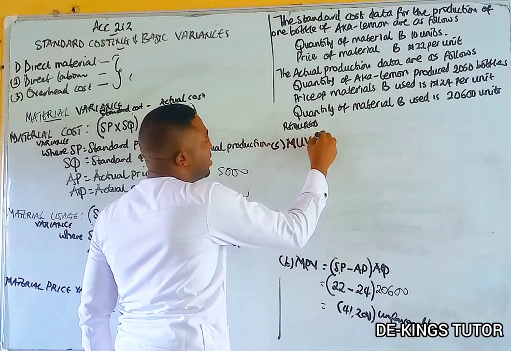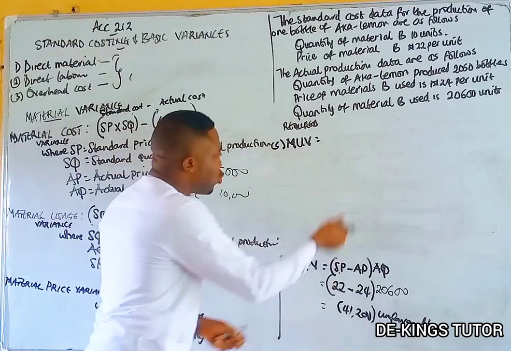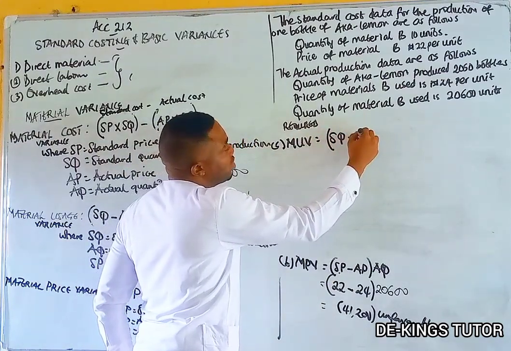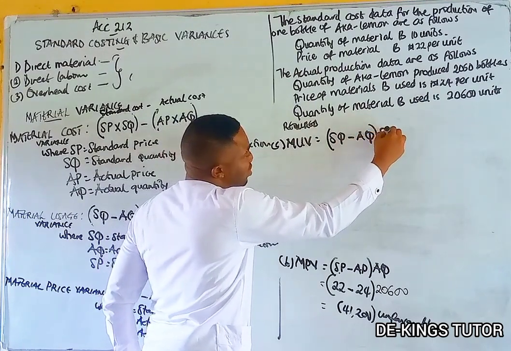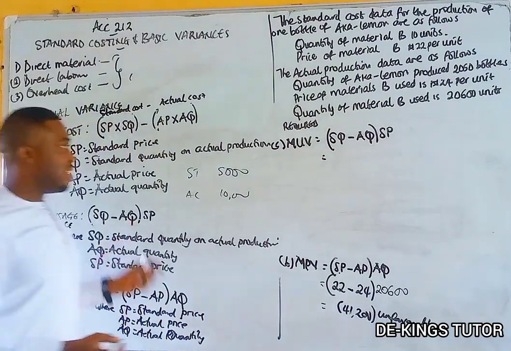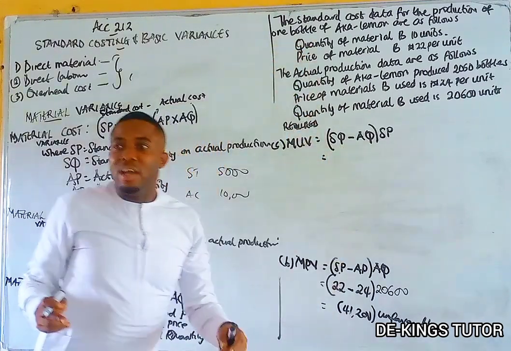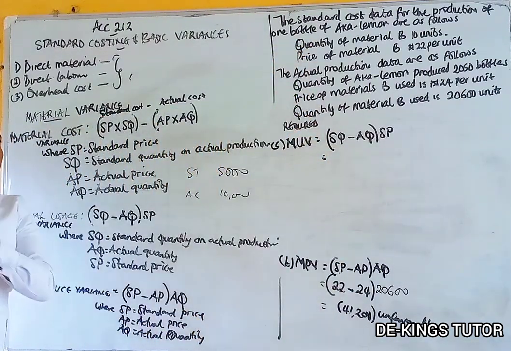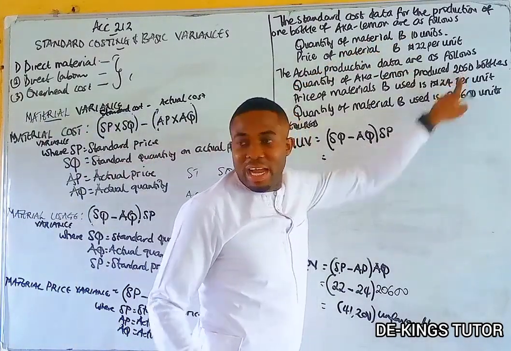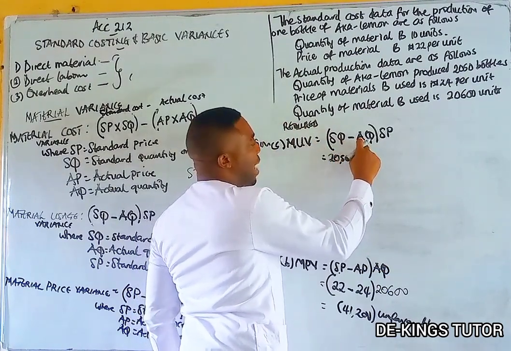Material usage variance. Now usage, like I said, has to do with quantity. So now we are looking at the variance. It is still standard quantity minus actual quantity times standard price, not actual price. Standard quantity should be on actual production. So it is now 10 times this, right? Please don't forget, you can even jot it down. Minus actual quantity is what?